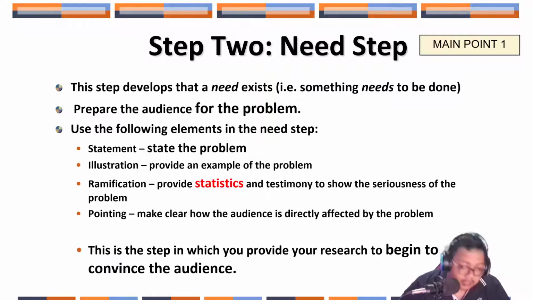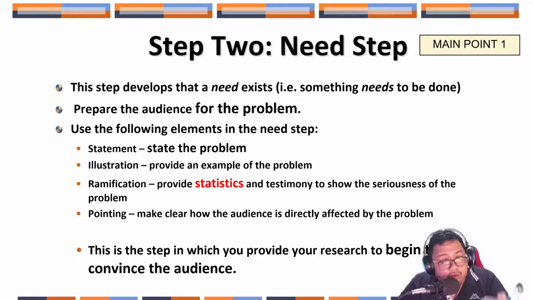Step 2, need step. This step develops a need that exists. Something needs to be done. Because this is a persuasive speech, you want to persuade them to do something. So this step is making them feel like they need to do something. So you prepare the audience for the problem, the issue that you want to talk about. For example, you want to talk about the issue of smoking should be banned. So you prepare them, you give them the need to want to ban smoking for your topic.